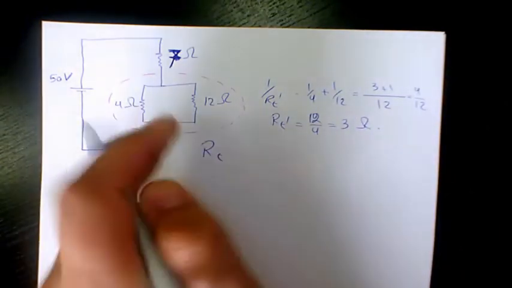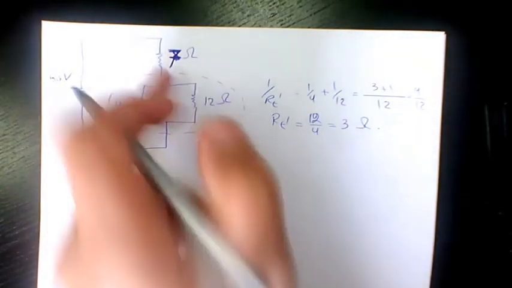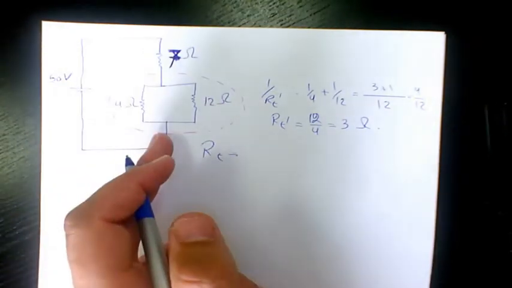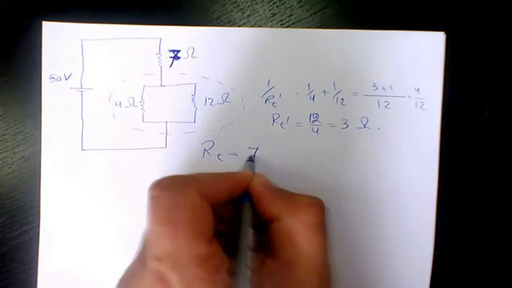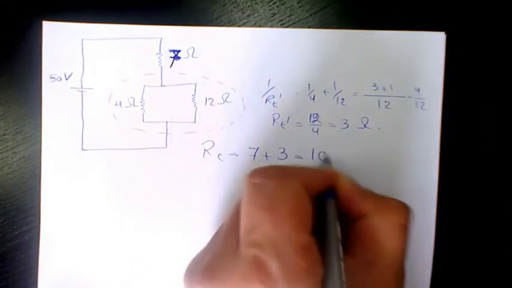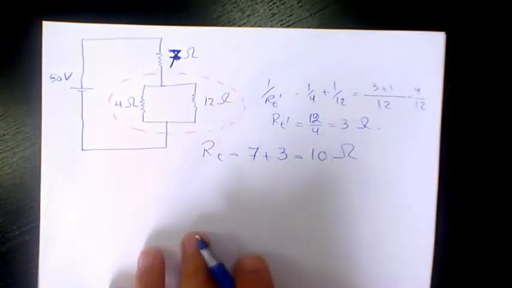For R_T, you have one resistance and one resistance here. Since it's in series, we need to add these two. So it's going to be 7 plus 3. That's going to be 10 ohm in total.